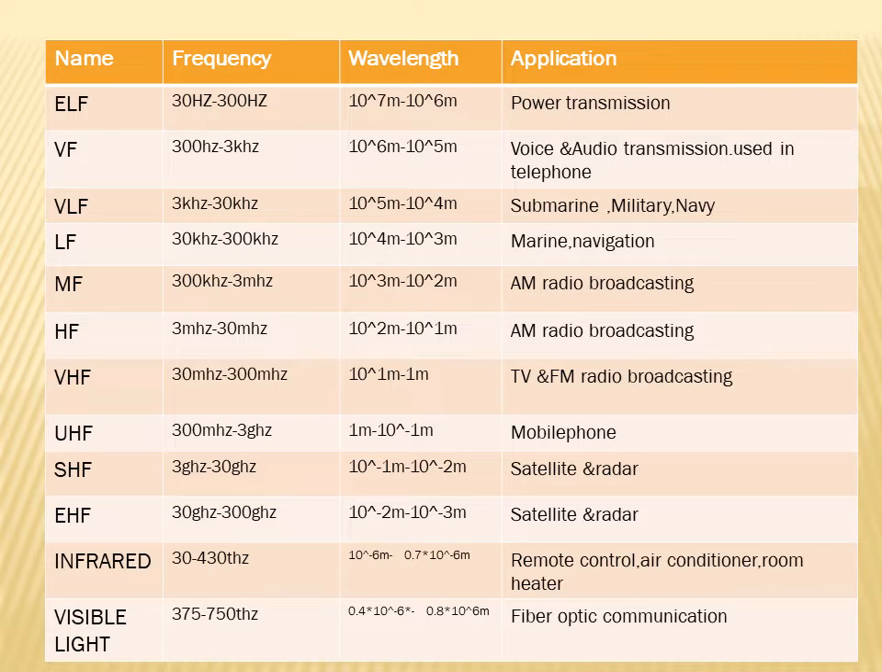Next one, it is the HF. So HF, it is the high frequency. Its frequency range is 10^2 meter to 10^1 meter. It is used in AM radio broadcasting.